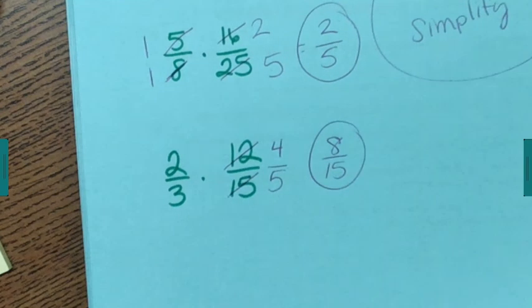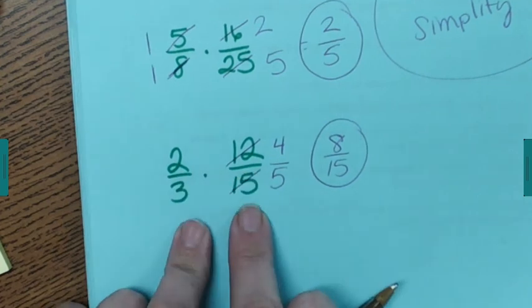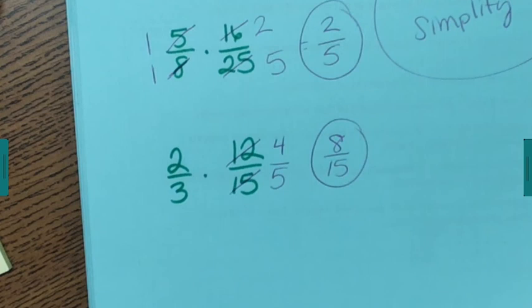If you can do this, it's going to save you time and headache. Okay? Again, if not, you would have got 24 over 45, and a lot of you would have stopped because you don't know your 3's very well. Okay? So try to cross simplify.